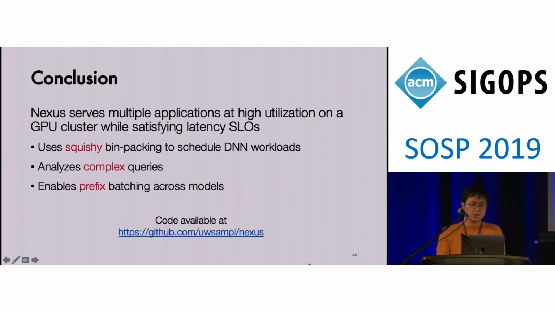To conclude this talk, Nexus serves multiple applications at high utilization on a GPU cluster while satisfying the latency SLOs. Nexus uses squishy bin packing to schedule DNN workloads, analyzes complex queries, and enables prefix batching across models. Our code is available at the following links. And now, thank you, and I can now take questions.